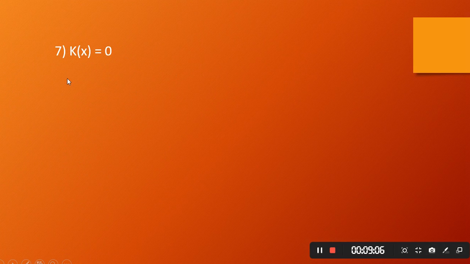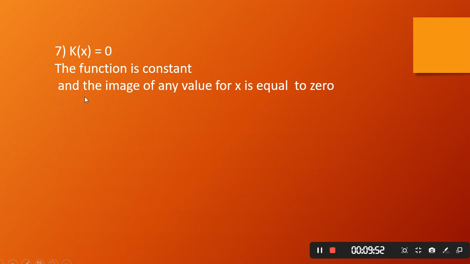Example 7, k of x equals 0. This is a constant function too. But listen, look at this. The image here will be 0. So if I put any value for x, its image will be 0. So when I search for the set of zeros of this function, which numbers can be replaced by x and give me 0, I will find that all the real numbers can be replaced instead of x and give me 0. So the set of zeros here will be R. All the real numbers give me 0. So z of k here equals R.